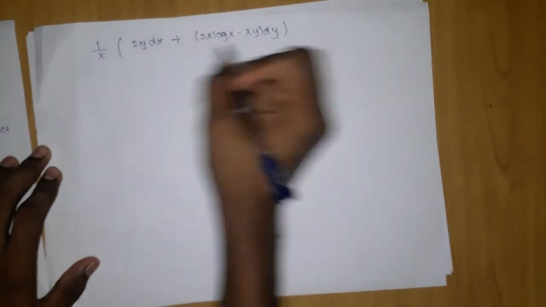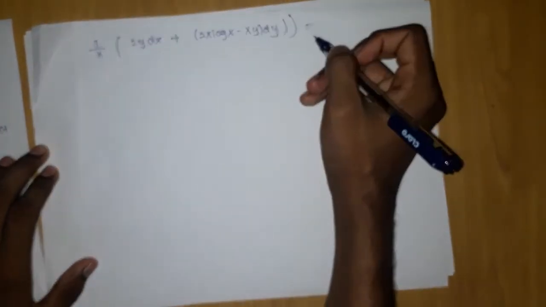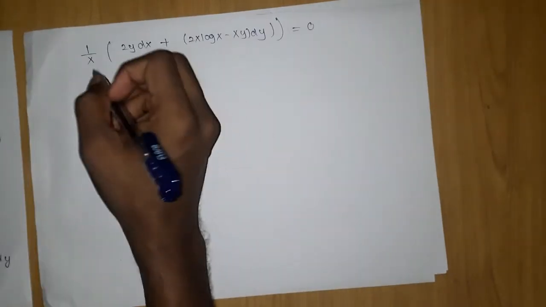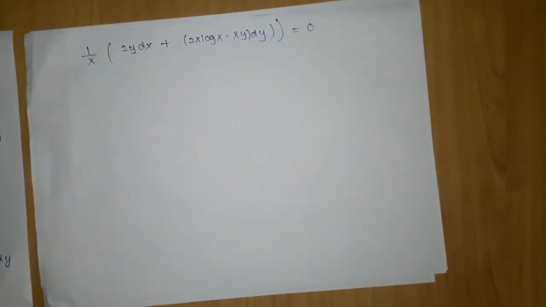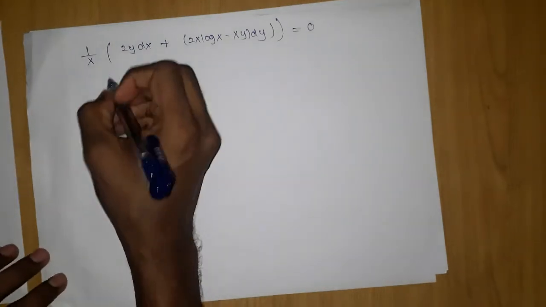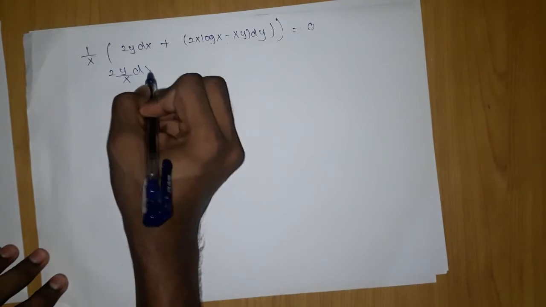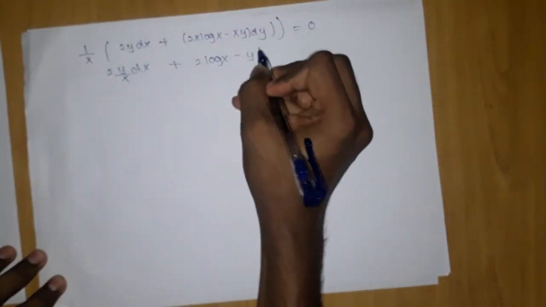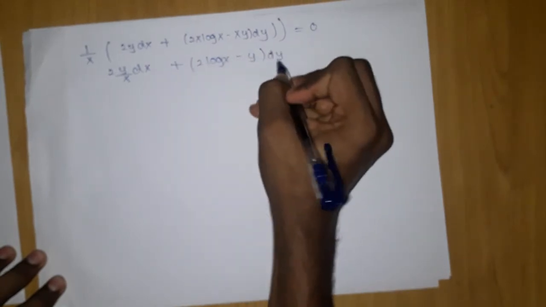Now why I wrote this first? Because our standard form is M of x comma y dx plus N of x comma y dy equal to 0. So if I multiply, you can clearly see we are going to get 2y by x dx plus here log x will be there only, and here also y will be there. So this is the thing which we are getting.